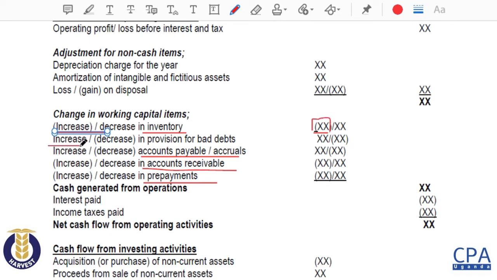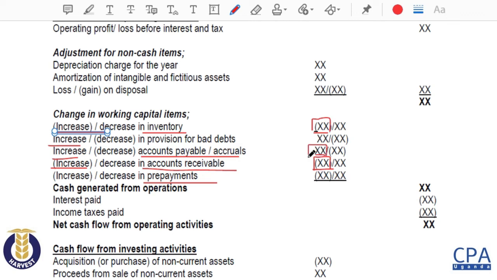Increase in receivables is another outflow, as you can see, it is in brackets. The meaning of that is that people have taken away your goods and are not paying you, so resources have moved out. So that's why it is an outflow. Then the increase in payables is an inflow. It's not in brackets here.